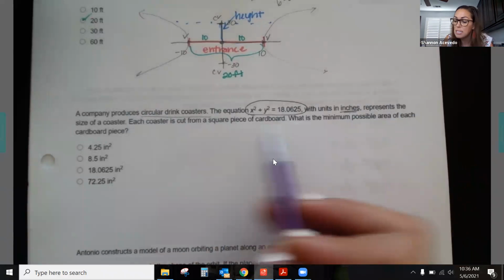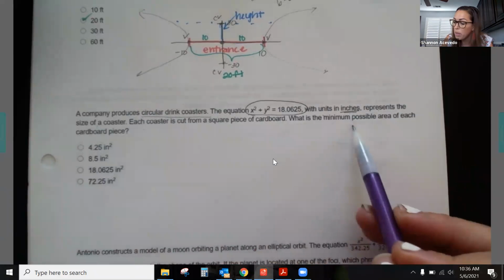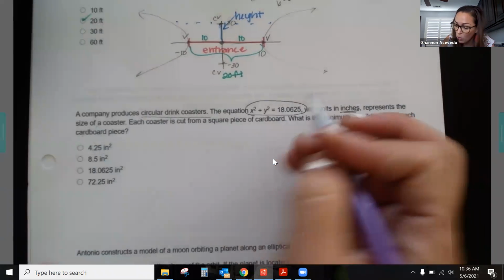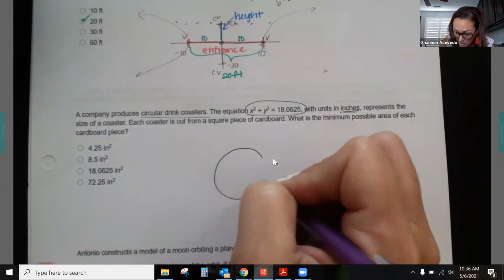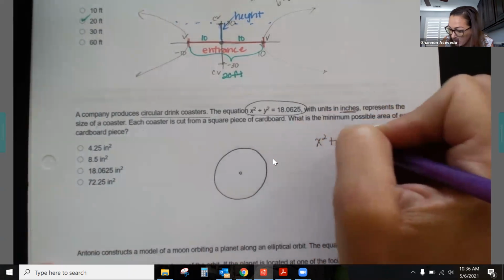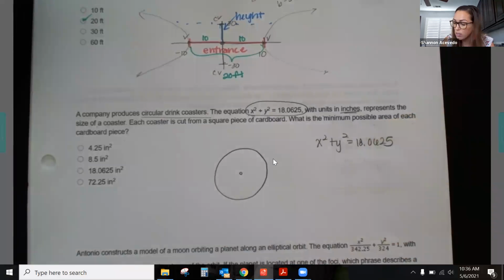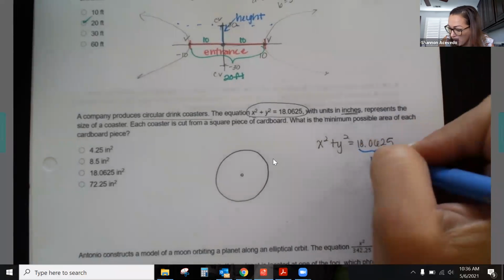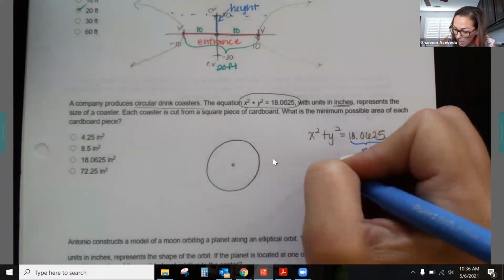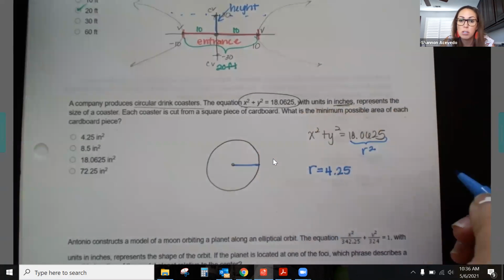So that represents the size of the coaster. Each coaster is cut from a square piece of cardboard. What is the minimum possible area of each cardboard piece? Okay, so let's have this visual. Here's my circle, and it's represented by this equation, x squared plus y squared is equal to 18.0625. So I know that this value right here represents my r squared. If that's r squared and I take the square root of it, then r is going to be 4.25. So from here to here is going to be 4.25.